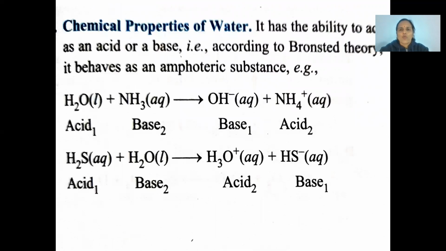Chemical properties of water. It has the ability to act as an acid or a base. That is, according to Bronsted theory, it behaves as an amphoteric substance. Example, H2O + NH3 gives OH- + NH4+. Here, H2O acts as an acid. H2S + H2O gives H3O+ + HS-. Here, H2O acts as a base.